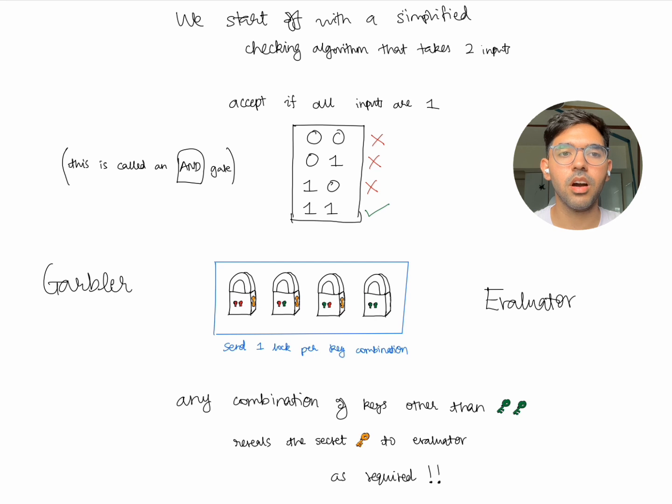In this case, the garbler would lock the golden key within the first three Glocks and not put anything inside the fourth Glock. Any combination of keys other than green, green, or 1, 1 can be used by the evaluator to open one of the first three Glocks and obtain the golden key. In other words, the evaluator obtains the secret if and only if the garbler's input keys do not pass the checking algorithm. This is exactly what we wanted to achieve.